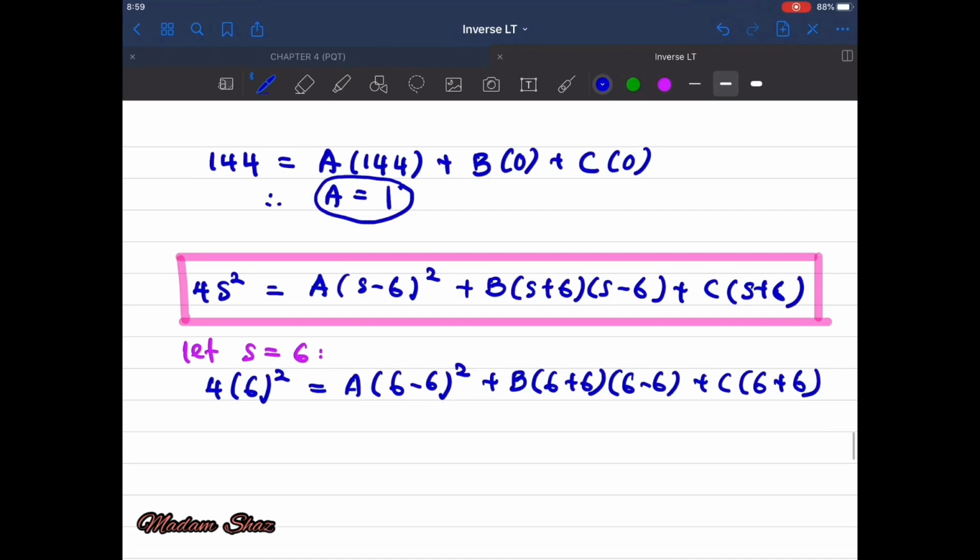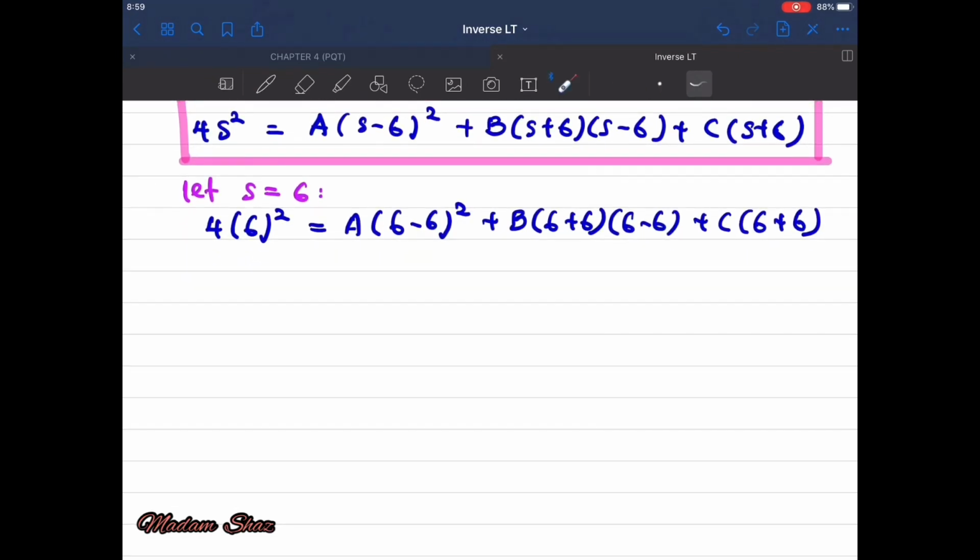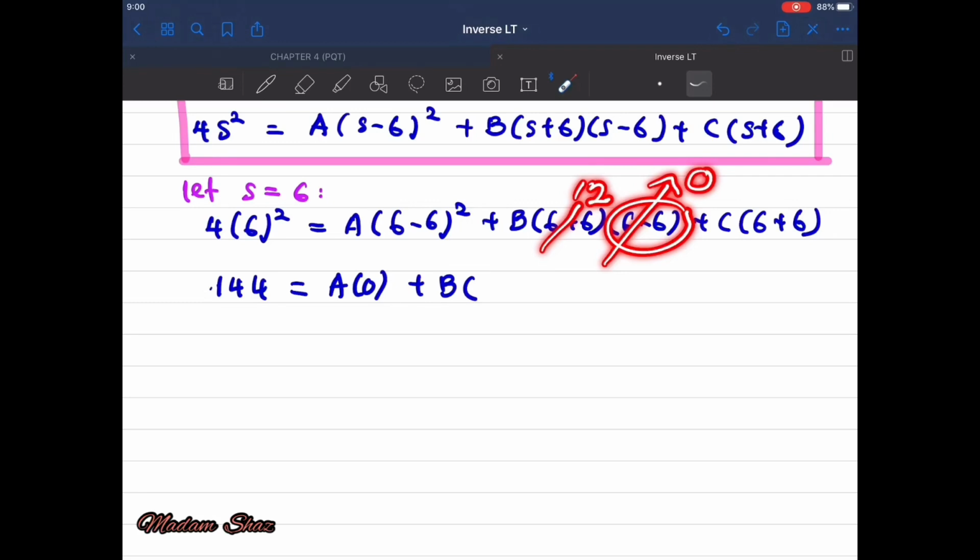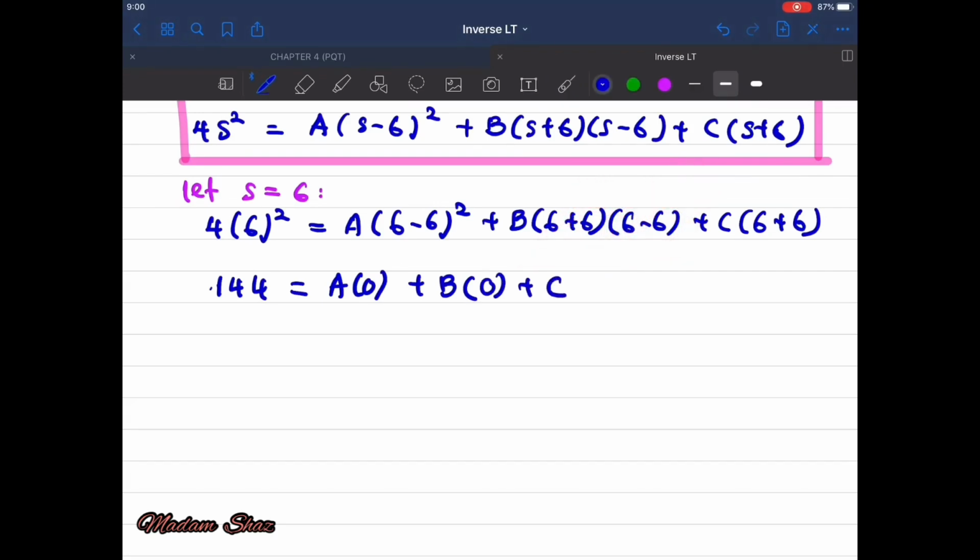Now simplify the whole thing. From the left hand side, 4 multiplied by 6 to the power of 2 will become 144, which is equal to a multiplied by 6 minus 6 to the power of 2, and this one will become 0. So a multiplied by 0, plus b multiplied by 6 plus 6, which becomes 12, and 6 minus 6 becomes 0. So b multiplied by anything that contains 0 will become 0. Plus c multiplied by 6 plus 6 will become 12.